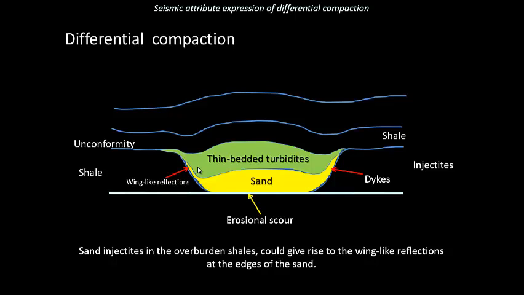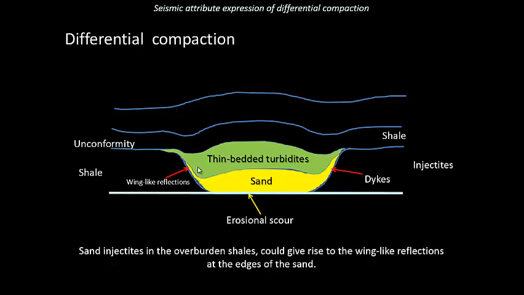Large volumes of sand can be injected from the already deposited sand bodies into the overlying shale sequences. And such a situation is usually seen in deep water clastics. These sand injectites, as they are called, they are seen emanating from the edges of depositional sand bodies, as shown in this cartoon that you see on the screen.